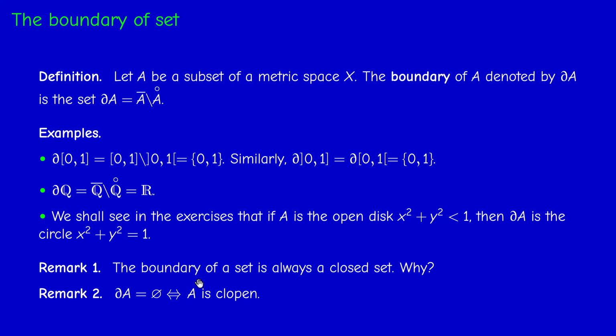Now, I will end with two remarks. The boundary of a set is always closed. We said why: because we remove an open set from a closed set, so we get a closed set.